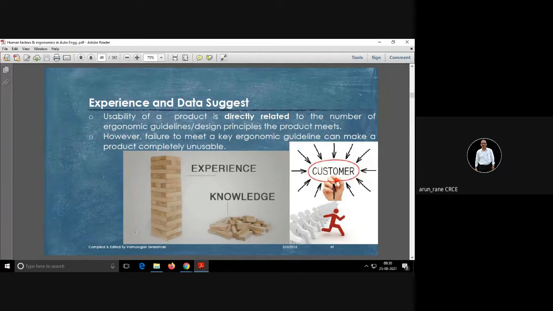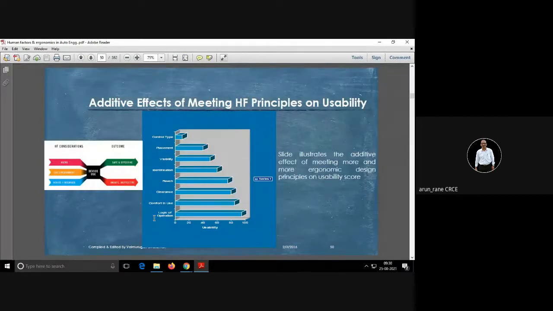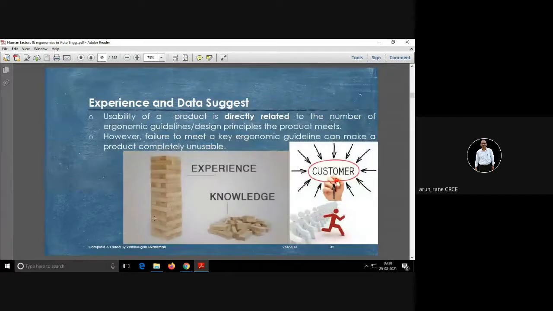A good ergonomics design is based on experience and data. Data should not be manipulated data. The data has to be correct. If the data is manipulated, there are now software tools which can identify whether the data is manipulated or real, whether it is fake data. Software is designed to identify this.